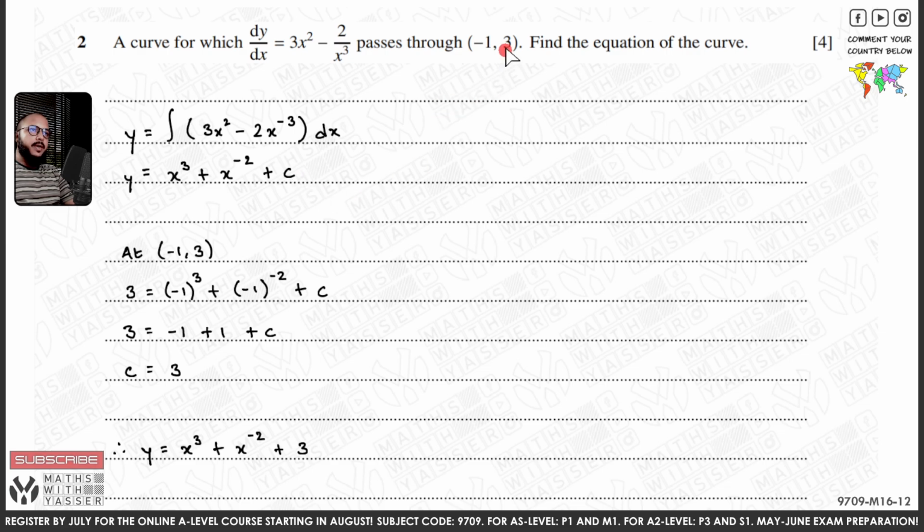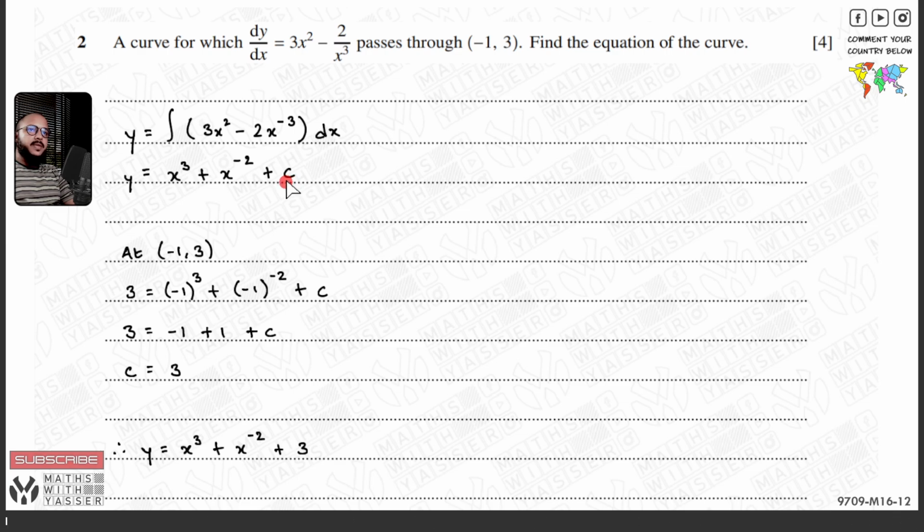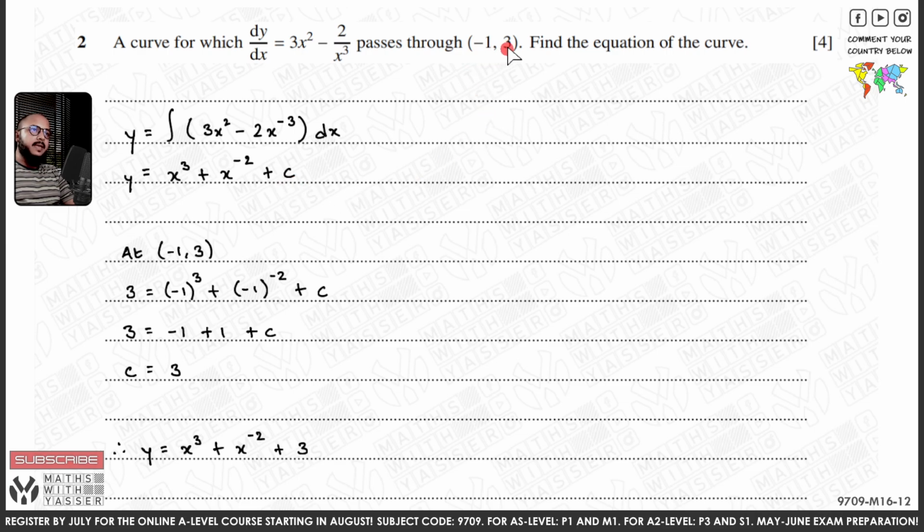Now, since this point passes through the curve, this will help us to find the constant. So we simply substitute the x and y value into this equation, and we get 3 is equal to (minus 1) whole cubed plus (minus 1) to the power minus 2 plus c. Eventually, we get c is equal to 3. So the equation of the curve must be y is equal to x to the power 3 plus x to the power minus 2 plus 3.